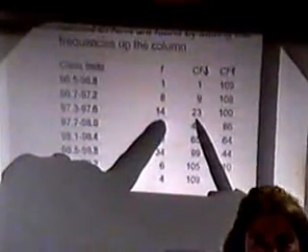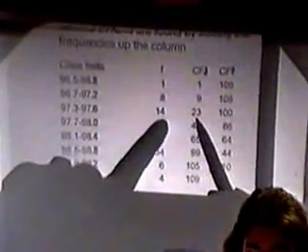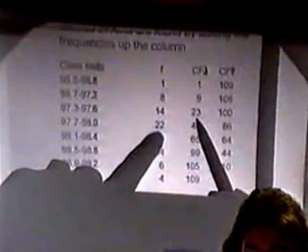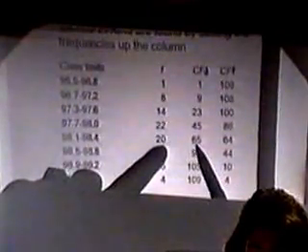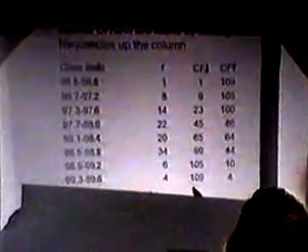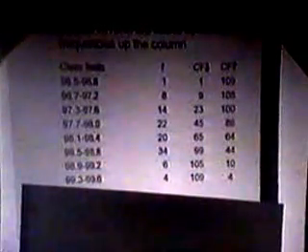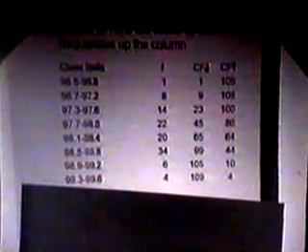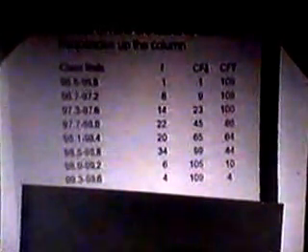The next one is 14. You add 14 and get 23. You move down the column, you add each number to get the less than cumulative frequency. You add 20 to get 65, 34, 6, and 4. The arrow tells you how to move. You start at the top and move down the column.